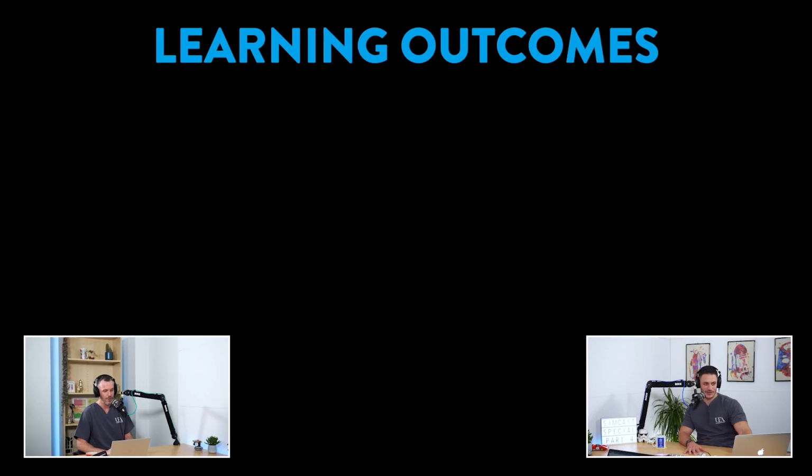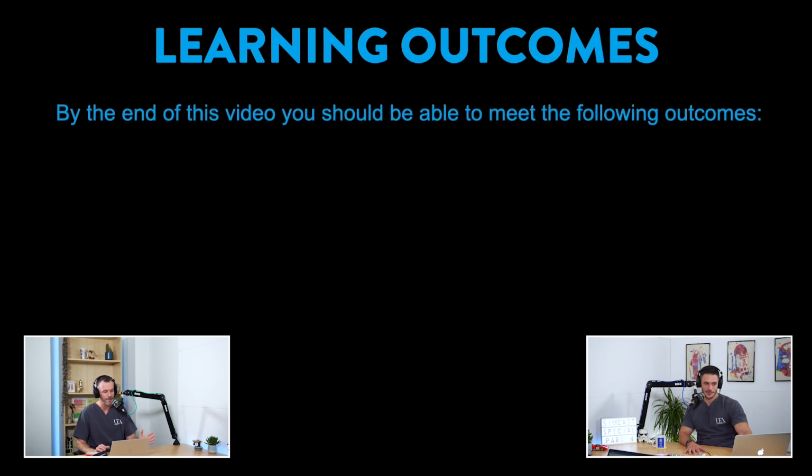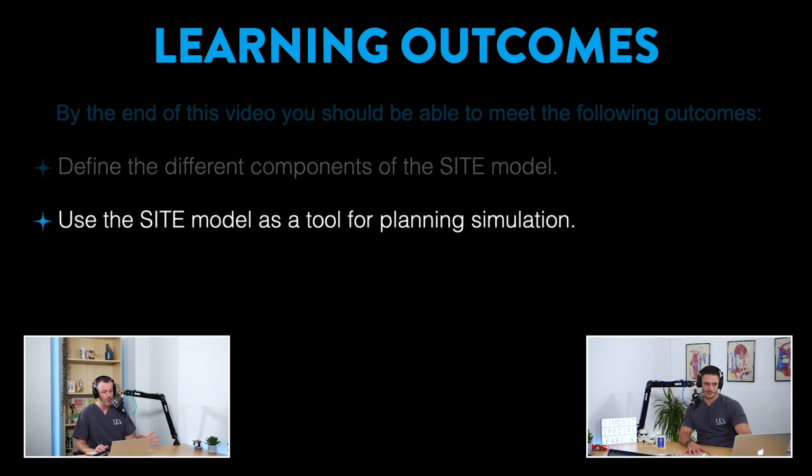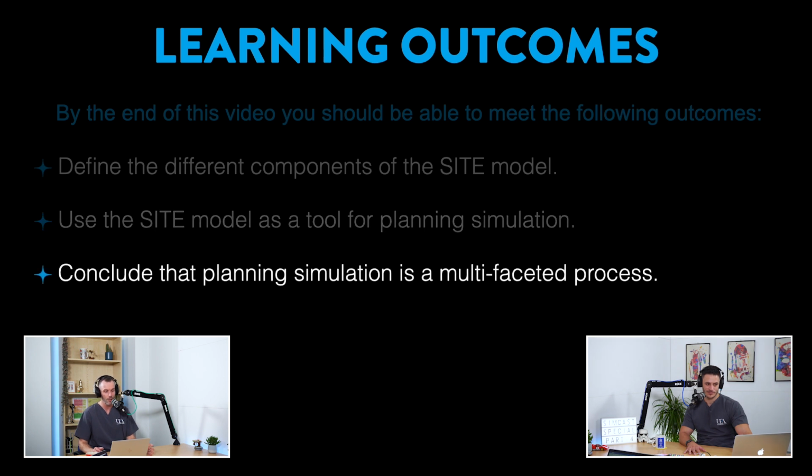So today's episode, Sim episode 4, looking at planning simulation. We've got a couple of intended learning outcomes for this. So the intended learning outcomes for this session today are to define the different components of the SITE model, to use the SITE model as a tool for planning simulation, and probably to conclude that planning simulation is in fact a multi-faceted process. SITE model. So what do we mean by the SITE model and why do we use it to plan simulation?